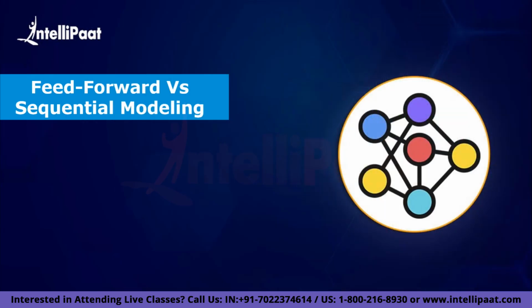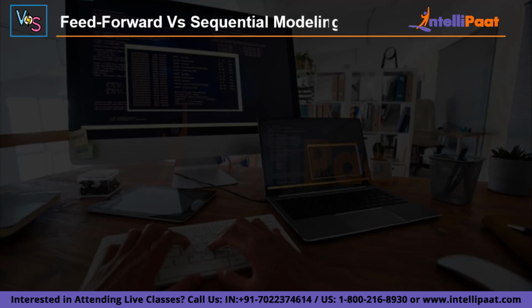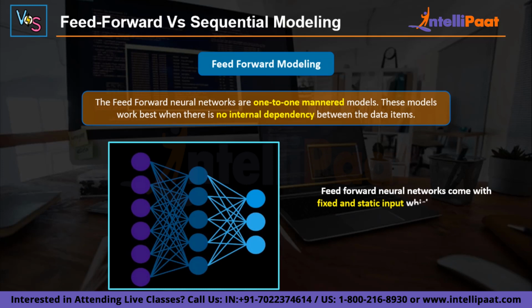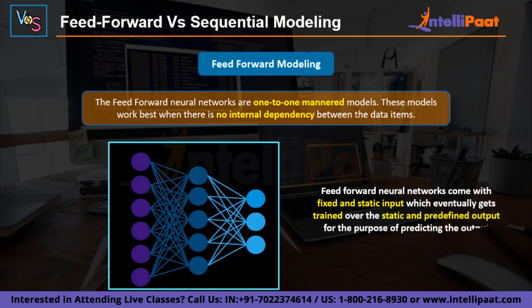We'll be using two different examples to gather a strong sense of both these modeling techniques. The first example we are going to see is about feed-forward data modeling. You guys can consider feed-forward models as one-to-one mannered models. These deep learning models work best when there is no internal dependency between the data items. For instance, consider the imagery data. In imagery data, one image can be of sea and another image can be of a building. There is no dependency in these data values, right?